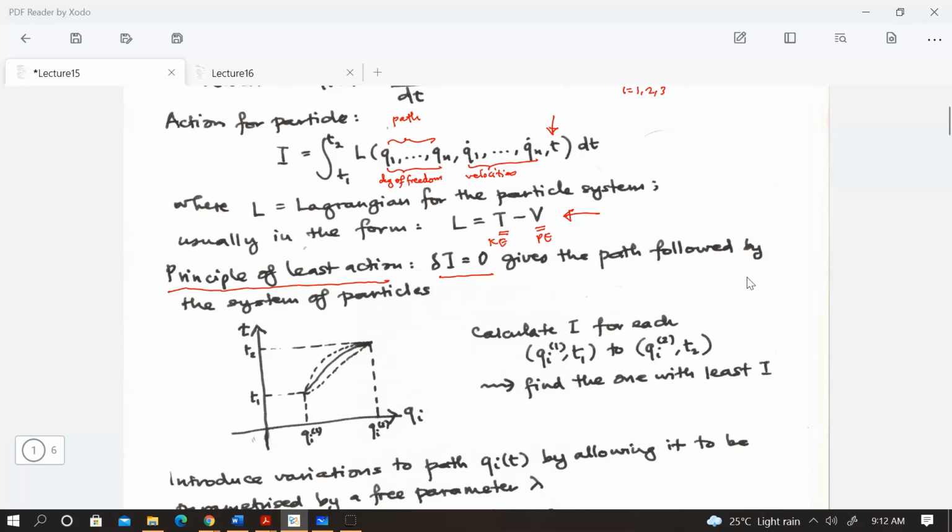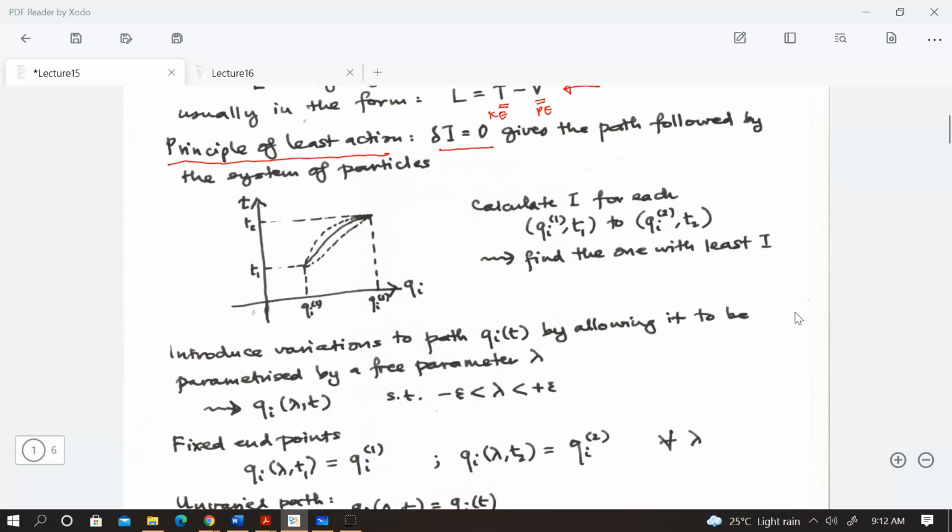So we apply this saying that there will be one path that minimizes the action, and that is the one being truly realized by the particle in classical mechanics. All right, so let's see how we can actually do this variation. The first thing that we need to do is fix the path between a certain interval. So here is the interval between t1 and t2.